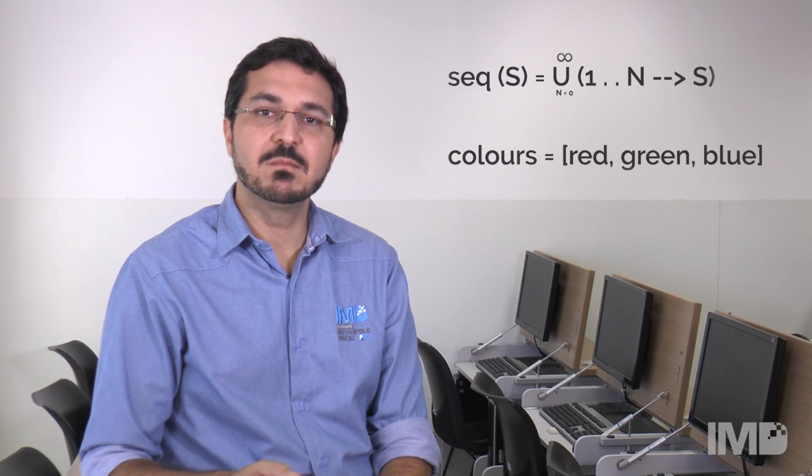Given a set S, the set of all sequences of type S is given by the following formula. Seq of S is defined as a distributed union of all total functions from the range 1 to n to the set S. Therefore, sequences are total functions from index to elements of S. Our example, the sequence colors, which contains the elements red, green, blue, is also the total function that maps 1 to red, 2 to green, and 3 to blue.